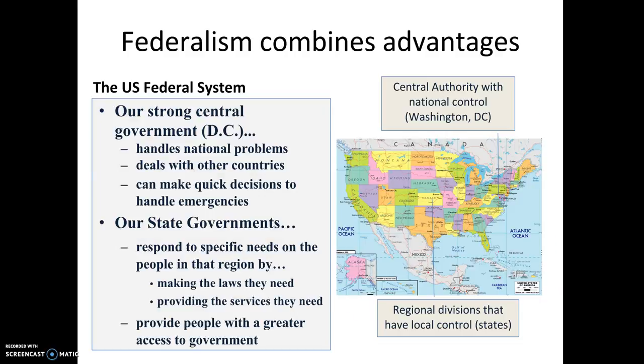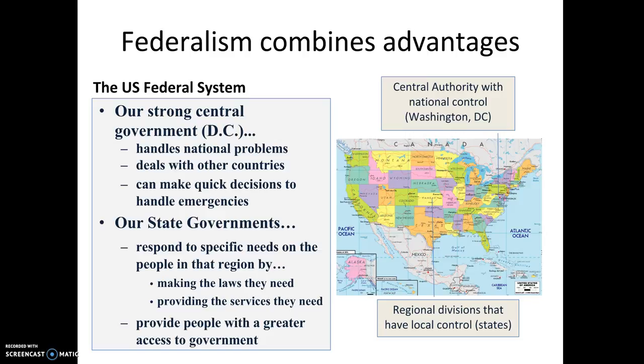So let's explore how federalism combines the advantages of unitary systems and confederation systems and why it creates a really good system for a country like the United States to use. Federalism essentially brings in the strong central government that you have with a unitary system. We have that. Washington, D.C. has some clear and strong authority. It can handle problems. It can make quick decisions. It can deal with other countries. That level of government has things that really only it can do, and it is empowered in our system to do them effectively.